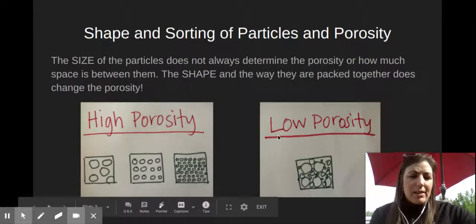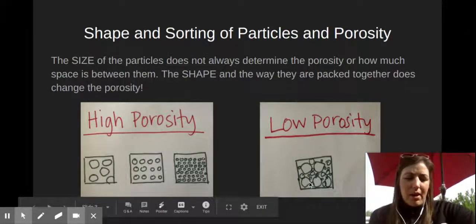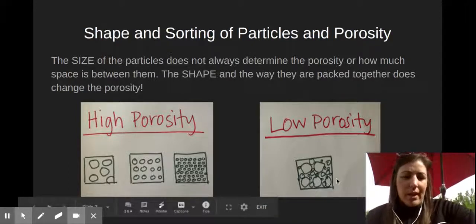An example of low porosity is when you have a poorly sorted type of rock or soil. That would be different size particles, and you'll notice that between the large particles, the medium and small particles fill up that space, and it actually leaves less pore space. So there's low porosity, or less space for water to travel through this type of soil.